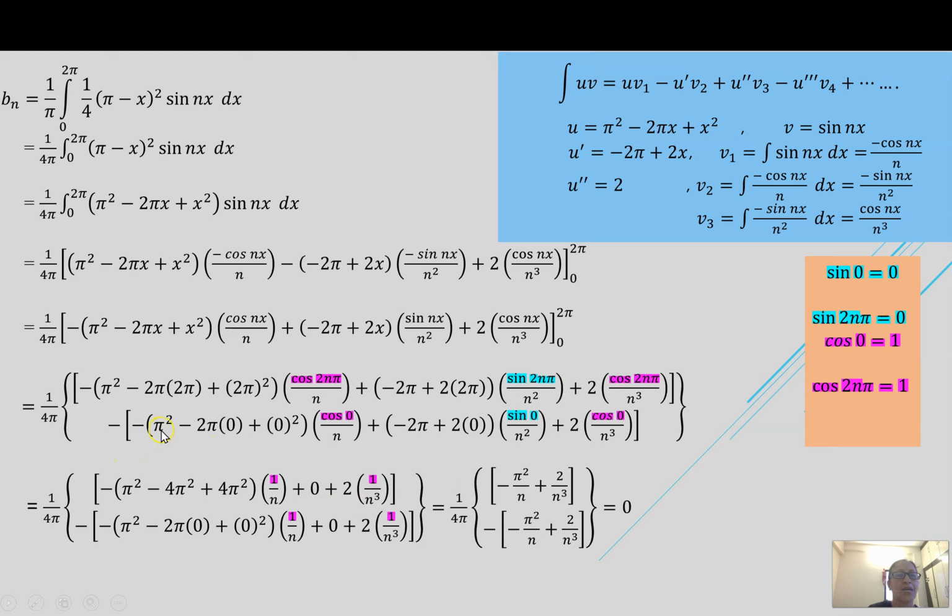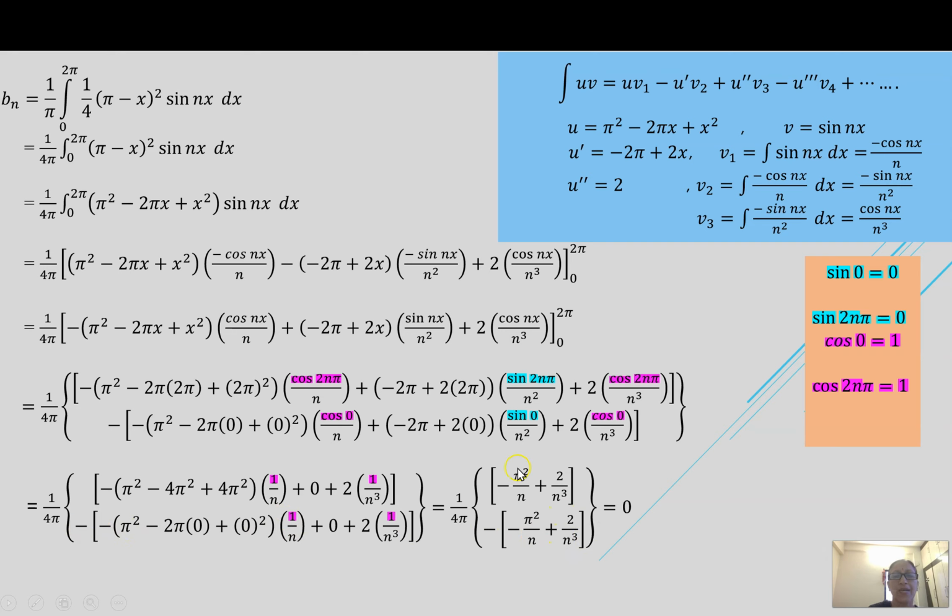Now let us come to the second square bracket. So here minus of pi square minus 2 pi into 0 plus 0 square into 1 by n. Value of cos 0 is 1, so 1 by n. Here this middle term becomes 0 because sin 0 is 0. And this last term is 2 into 1 by n cube. Now let us simplify this. 1 by 4 pi into, here minus 4 pi square plus 4 pi square will get cancelled. You get minus pi square by n, here plus 2 by n cube in first square bracket, and in second square bracket minus of minus pi square by n plus 2 by n cube.